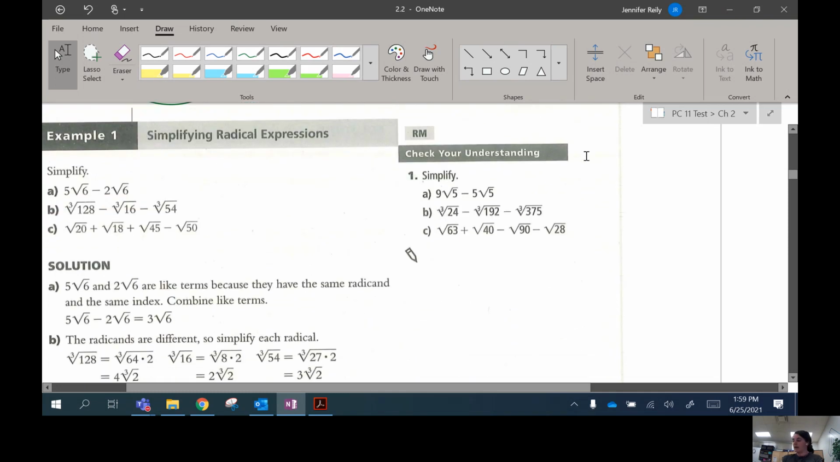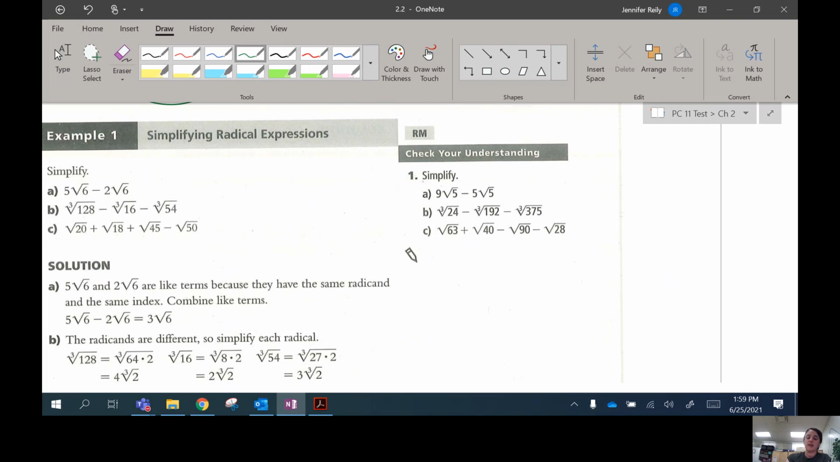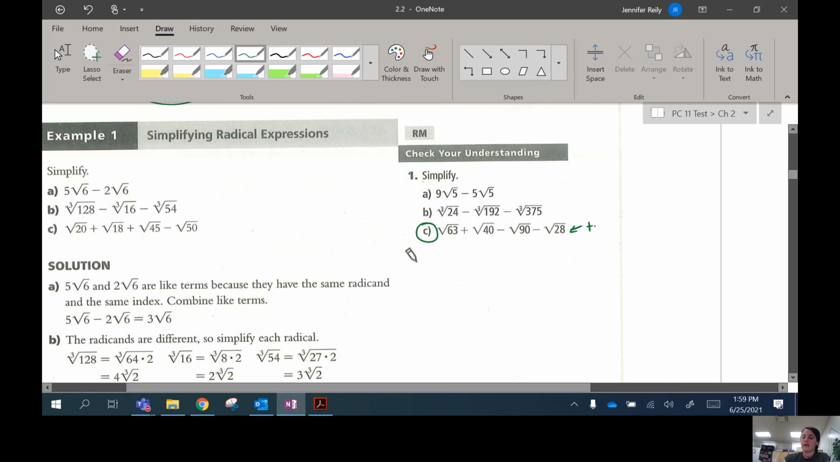So let's look at the first example here. I'm going to do A and B, and then you guys can try C on your own if you like. Okay, but I will do A and B. So let's do A. Let's look at the 2 radicals here. They both have a square root of 5. So they are like radicals, and so we can just add or subtract, in this case, the coefficients in front of the root 5. So 9 minus 5 is 4. So this would equal 4 square root 5. And that's all you're doing. You're just simplifying it down into 1 if you can.